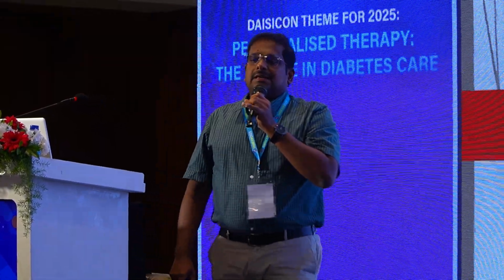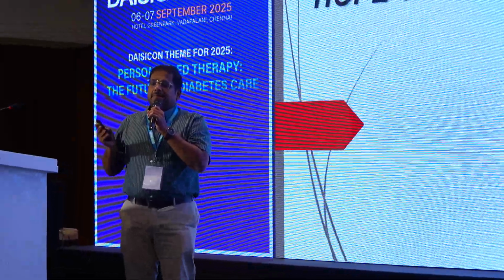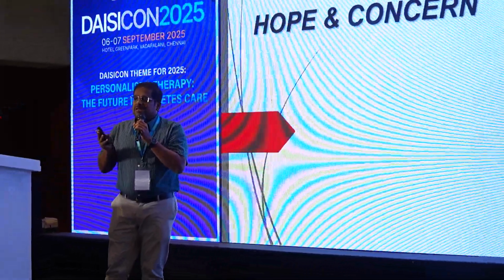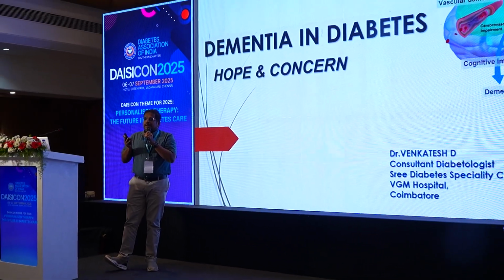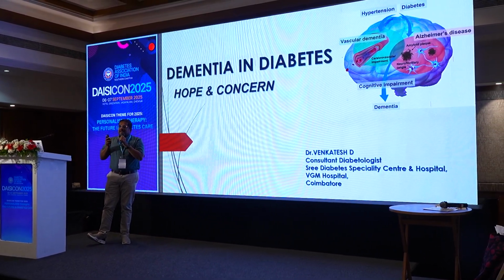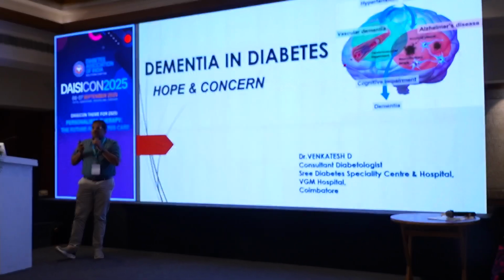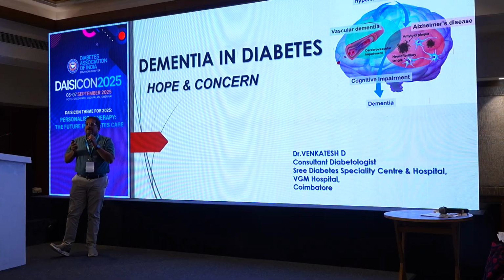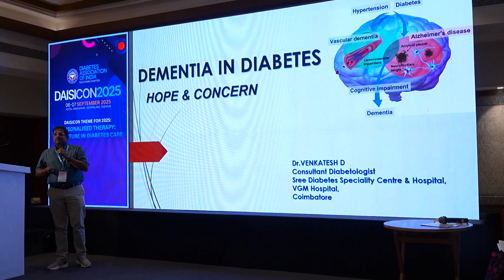In the next 10 minutes, we are going to have a discussion on dementia in diabetes. That is a deadly combination. Why is it a deadly combination? It is difficult to manage when both come together. So what are the concerns in managing these two conditions, and what are the emerging modalities in managing these two conditions, we are going to see.